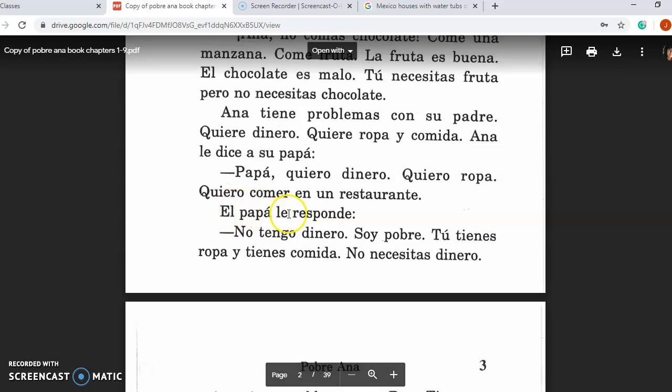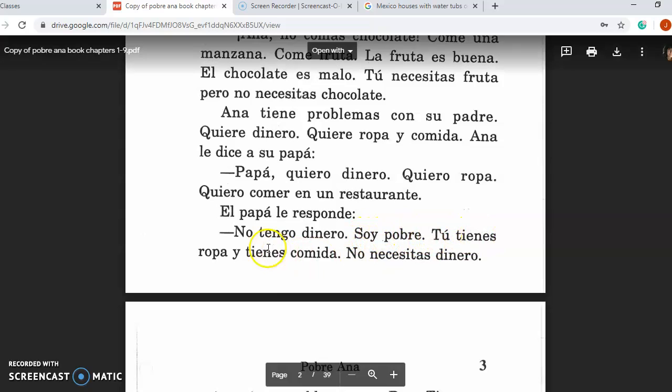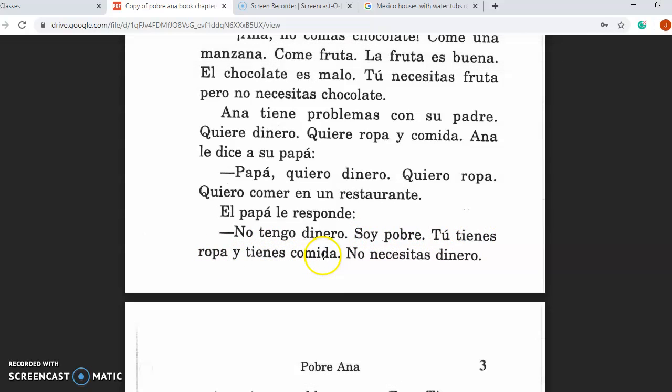The dad, or her dad, responds to her, I don't have money, I am poor. You have clothing and you have food.